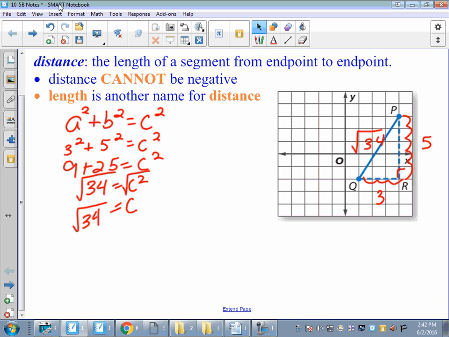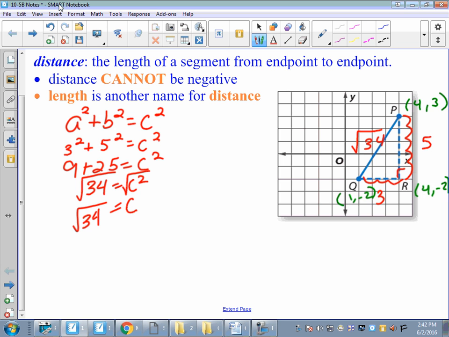Okay, so what I can do is I can actually write the ordered pairs here, and I could write the ordered pair of Q as 1, negative 2, and I could write the ordered pair of R as 4, negative 2, and I could write the ordered pair for P as 4, 3.